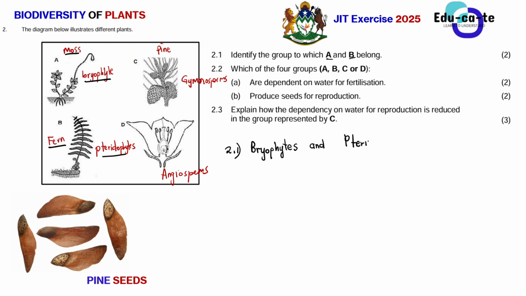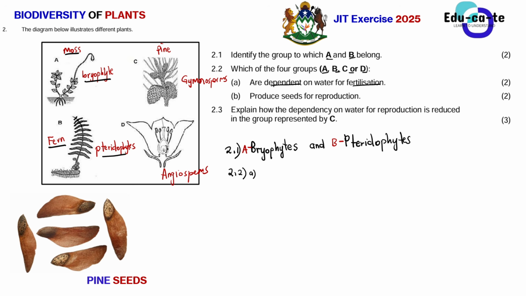So you can say bryophytes, this is A, and then for B, you can say it is pteridophytes. So you can write it in your own way. Of course, you can say that a moss belongs to the bryophyte, and then B, a fern belongs to the pteridophytes. Then now when you go to 2.2, starting with 2.2a, which of the four groups between A, B, C, or D are dependent on water for fertilization? So basically, remember that we do have got plants that require water so that fertilization can take place. Otherwise, without water, they wouldn't be able to fertilize.